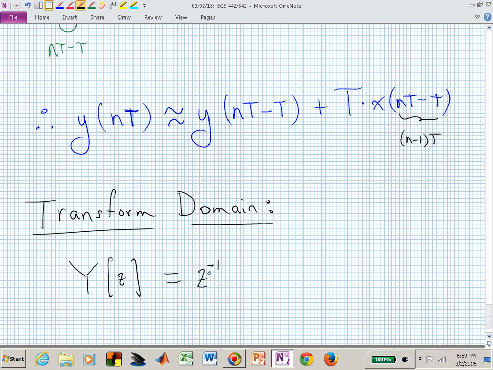That's just a delay of one sample period, which in the frequency domain is z to the minus 1 of capital Y of z. Does that seem reasonable? Little y of little n capital T delayed by one sample is just, in the frequency domain, capital Y of z scaled by this operator z to the minus 1, which is a one sample period delay.